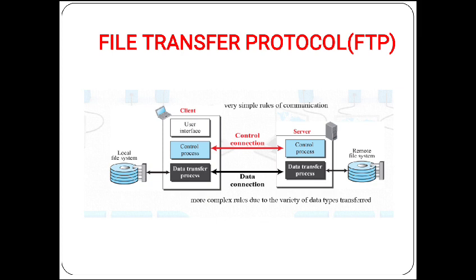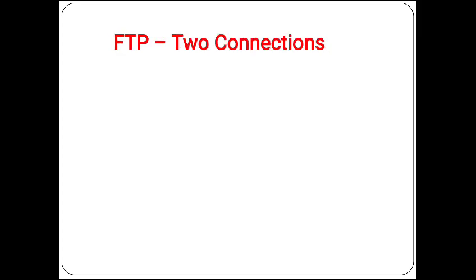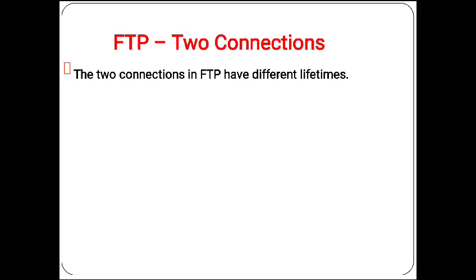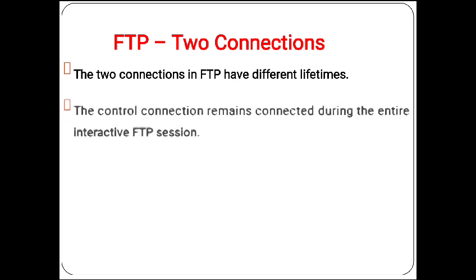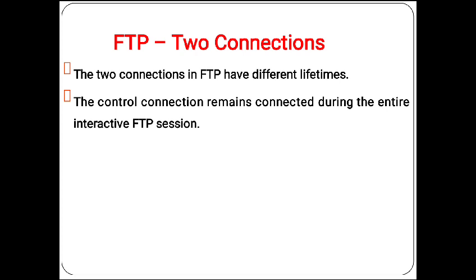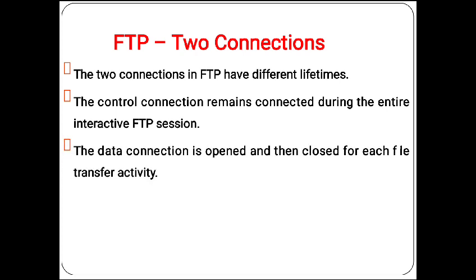Control connection is a very simple rules of communication. Data connection has more complex rules due to the variety of data types transferred. FTP has two connections. The two connections in FTP have different lifetimes. The control connection remains connected during the entire interactive FTP session. The data connection is opened and then closed for each file transfer activity.